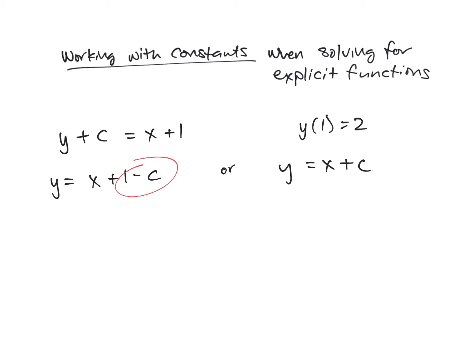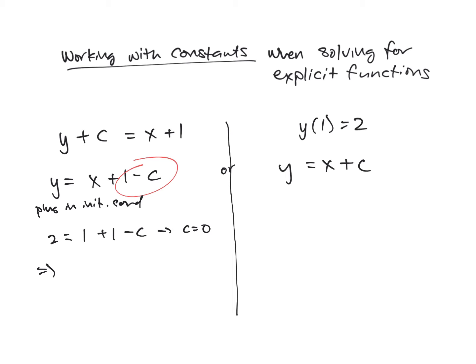So if I plug in the initial condition, then on the left I get 2 equals 1, because I'm plugging in x equals 1, plus 1 minus c. So that gives us c equals 0. And so our final explicit form of y would be y equals x plus 1.